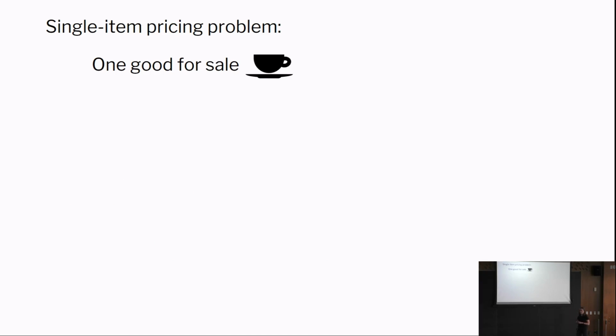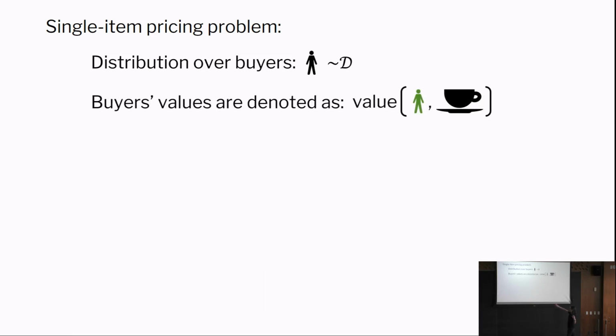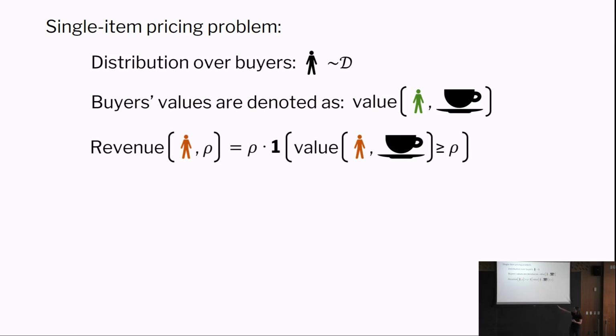This is a single item pricing problem where there's one good for sale, this coffee. There's a distribution over buyers. Maybe this is the distribution over buyers that go to the Starbucks on Craig Street. And that Starbucks is trying to figure out how to price its coffee according to this distribution. I'm just going to denote the buyer's values like this, this green person's value for the coffee. Okay, so what revenue can I extract from a person given a certain price rho?